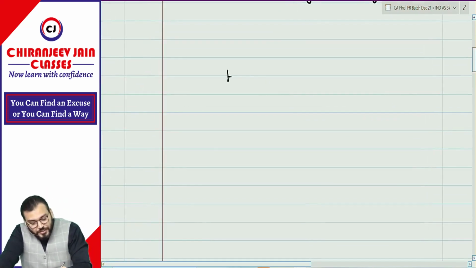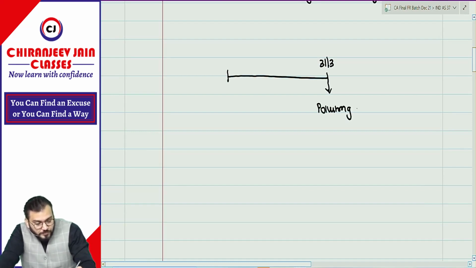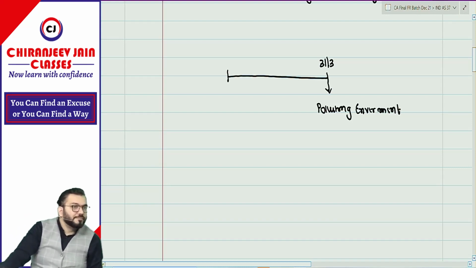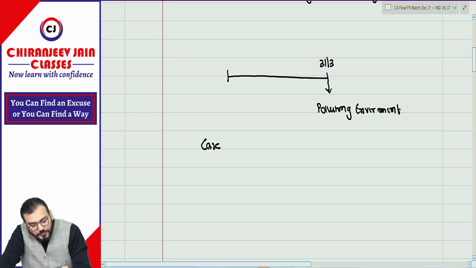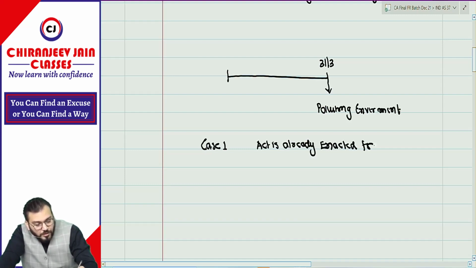Suppose this is 31st March, and suppose an entity is polluting the environment. Polluting the environment. Correct? Understood? Let us take some cases. Case number 1: the act is already enacted for cleaning up the environment. Understood the case?